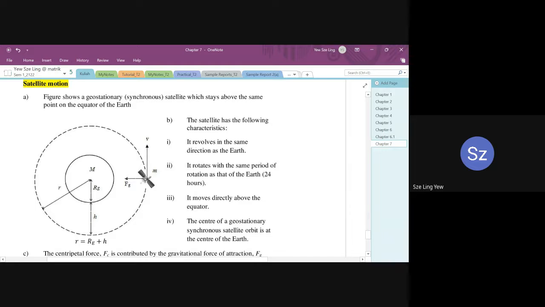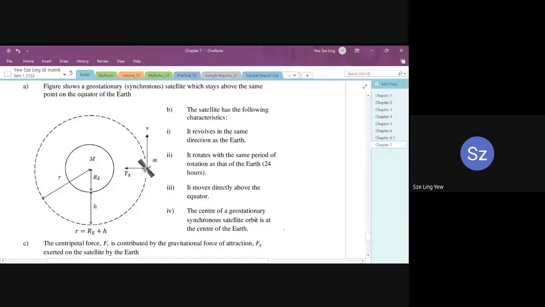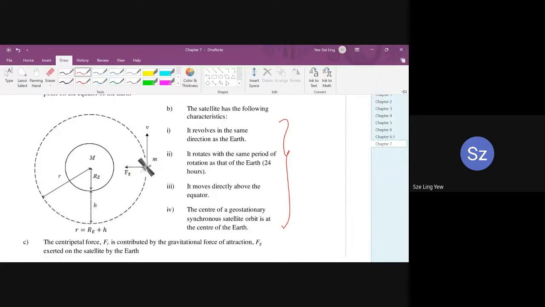It revolves in the same direction as the Earth, and it rotates with the same period of rotation as the Earth, so 24 hours for one circle. It moves directly above the equator, and the center of the geostationary synchronous satellite's orbit is at the center of the Earth. This characteristic is only valid for a geostationary satellite, which is a synchronous satellite.